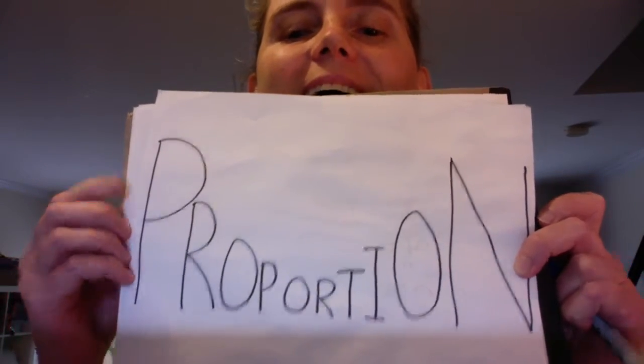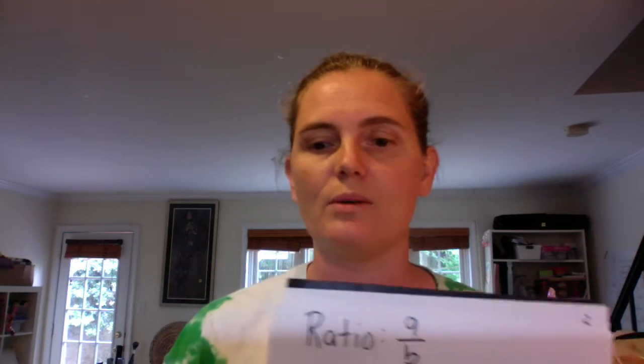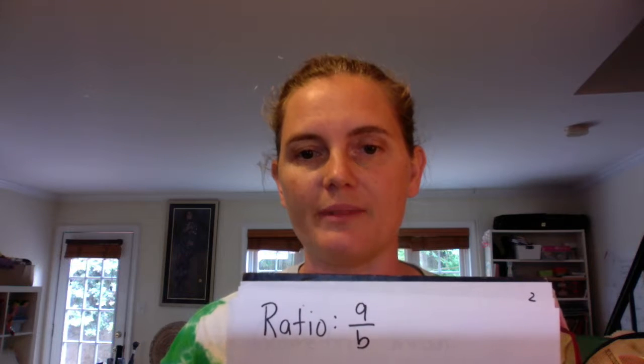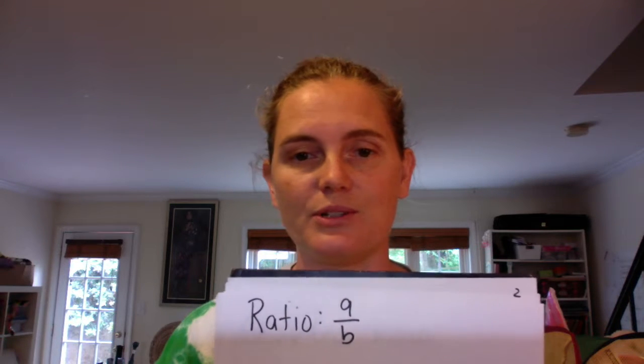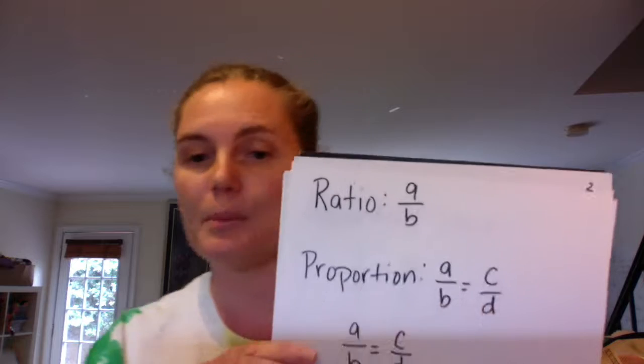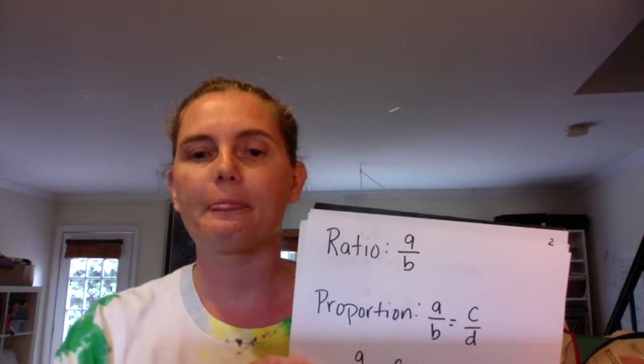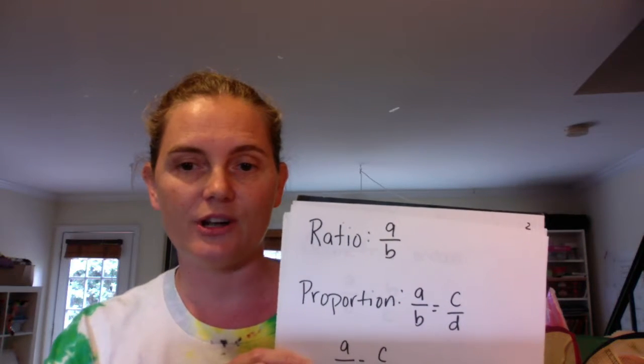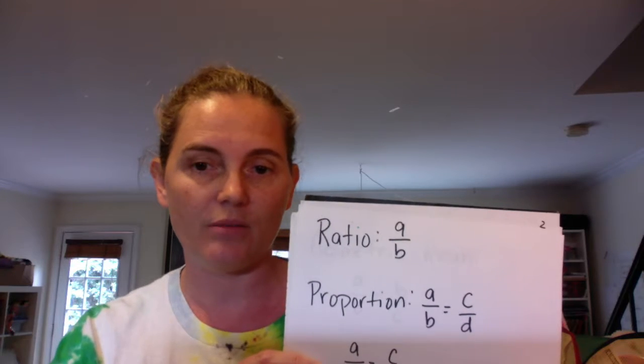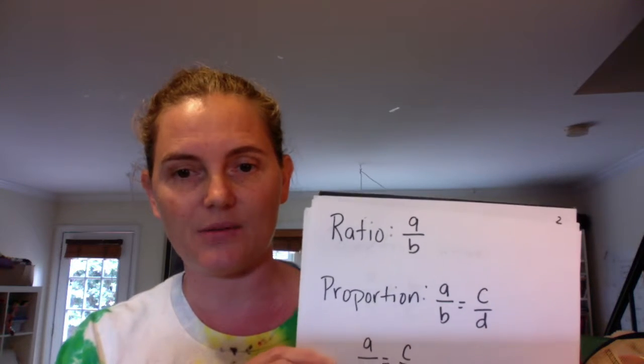Okay, so proportions are based on ratios, which of course you know as something like a over b. That's a ratio. It's just a relationship between two numbers. No big deal. Now, proportions come in when one ratio is equal to a different ratio. All right, so a over b equal to c over d.